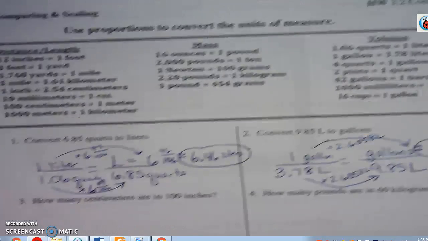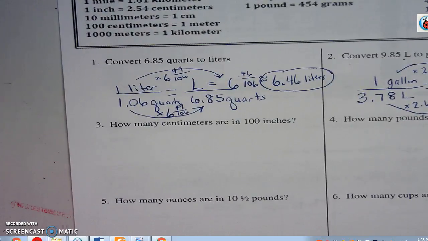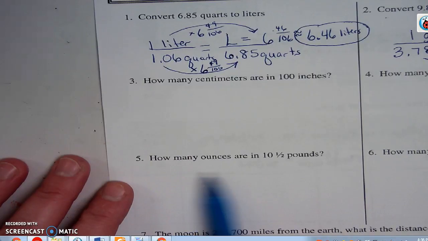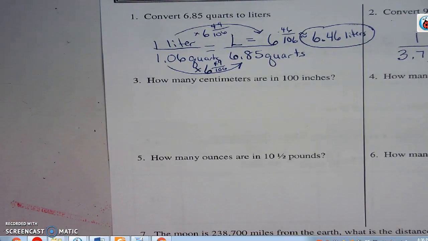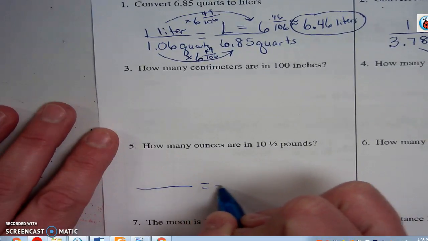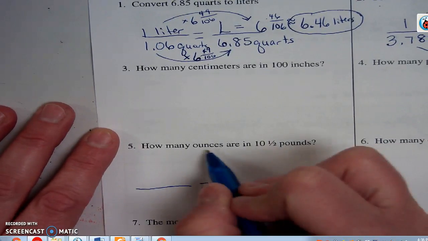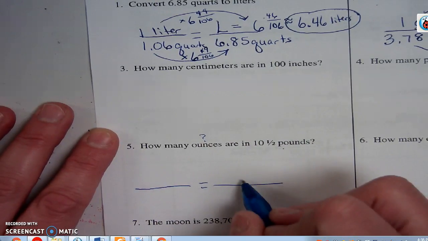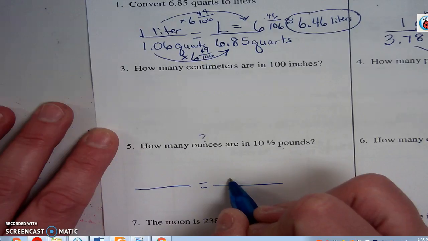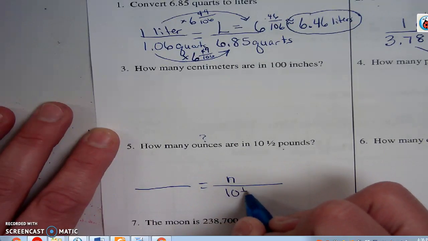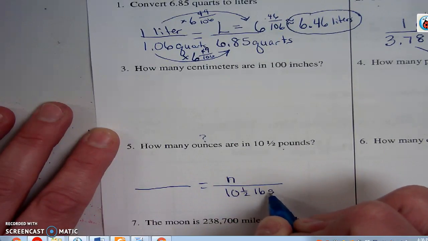Okay, so let's try to do, down here, how many ounces are in 10.5 pounds? So we'll jump to this one. So I'm going to set up my proportion, and I'm trying to find how many ounces, question mark, are in 10.5 pounds. So the question is ounces. I don't want to use O for ounces. I'm going to use N because O looks like a 0. In 10.5 pounds, LB. So LB is pounds.